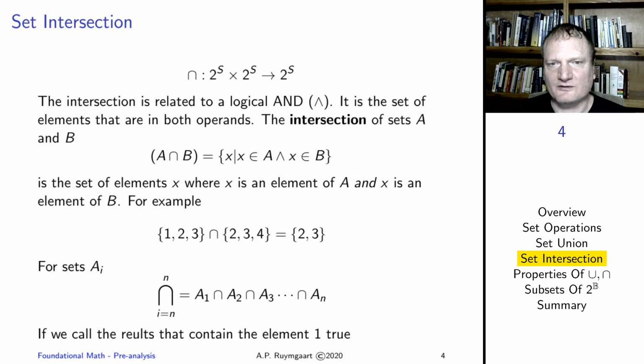Now, just like we saw with the union, on the intersection we have the big intersection notation if we have multiple sets. If we apply the intersection operation multiple times on sets A subscript I, then we can use this big intersection notation with the index as shown at the bottom of the slide.